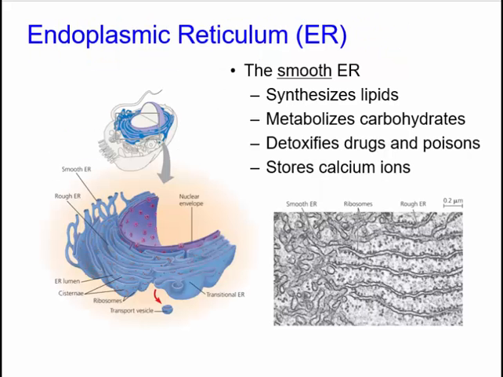So by electron microscopy, that rough endoplasmic reticulum is going to look like this in this EM here, those little black dots are our ribosomes. Here's the smooth ER, no ribosomes. What does the smooth ER do? It's important for synthesizing lipids, carbohydrate metabolism, detoxification, and calcium ion storage.